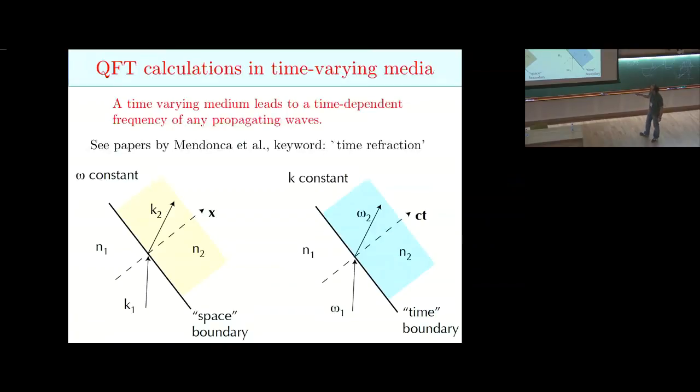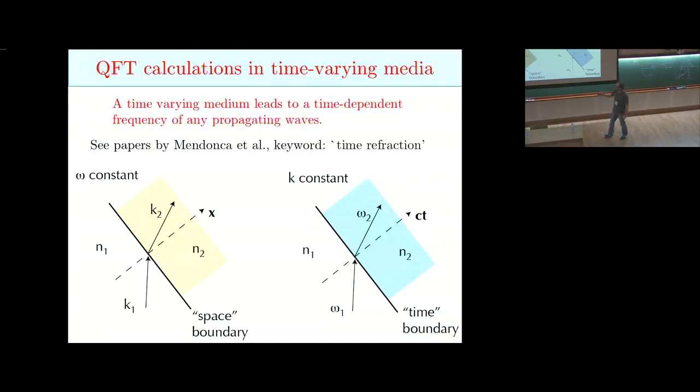In the other case, we have a time boundary. So this axis now, you have to think of something spatially uniform. But in time, I'm changing its refractive index. So at time zero, it's at some refractive index, and then imagine this whole room, I suddenly increase the refractive index to 2. Okay? That's what's going on here.